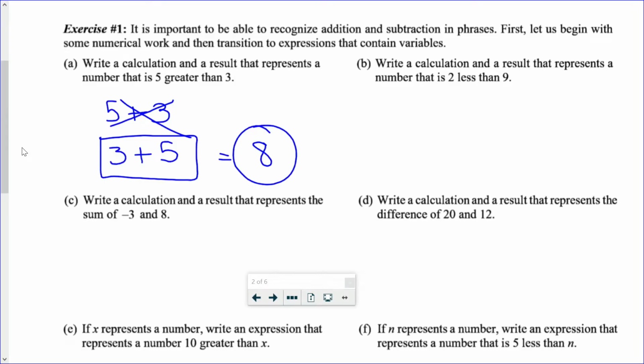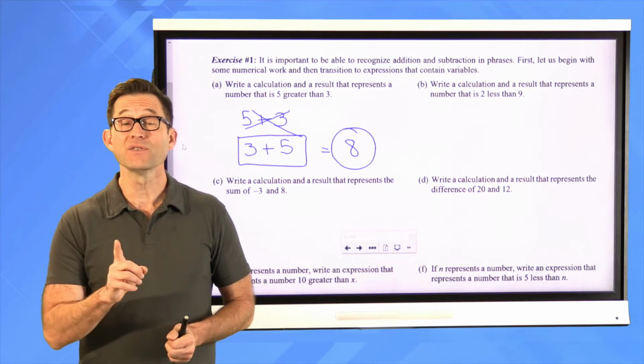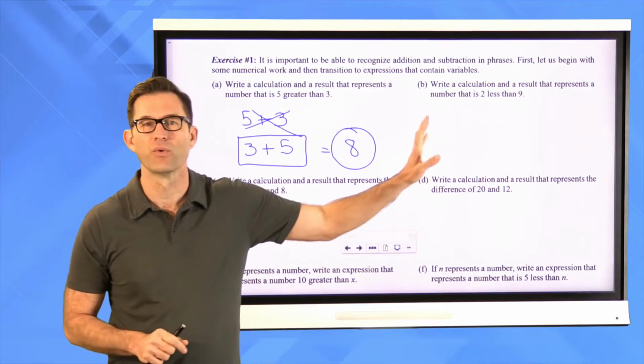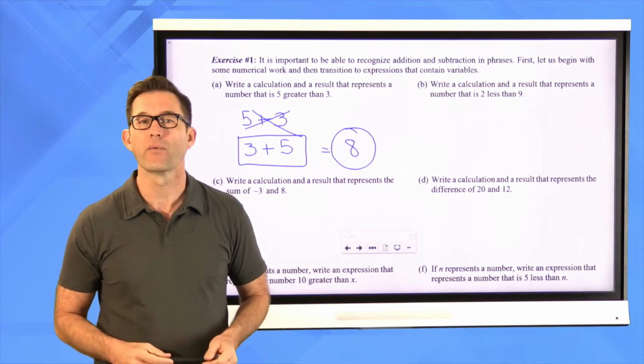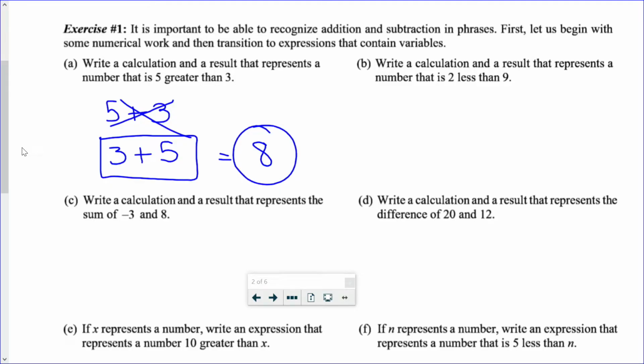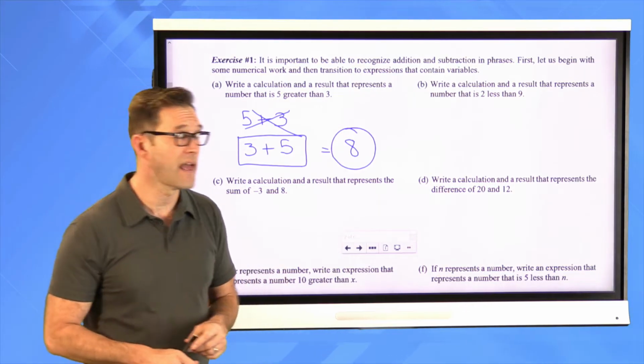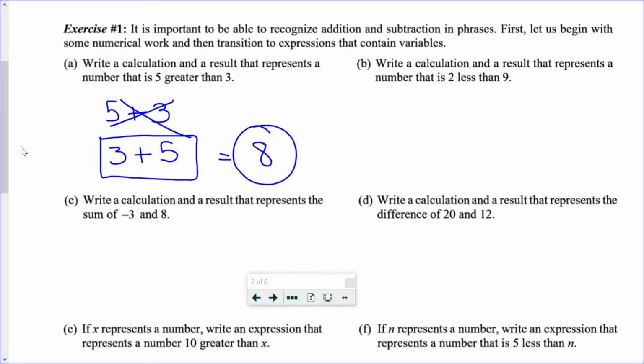Write a calculation and a result that represents a number that is 2 less than 9. Okay, well this is where I hope you were really paying attention on A, because here that order is really going to matter. Pause the video now and write something down. So again, there are likely two different things that you could have written down. The fact that it's less than implies that there's subtraction, and you may have written down 2 minus 9, or you may have written down 9 minus 2.